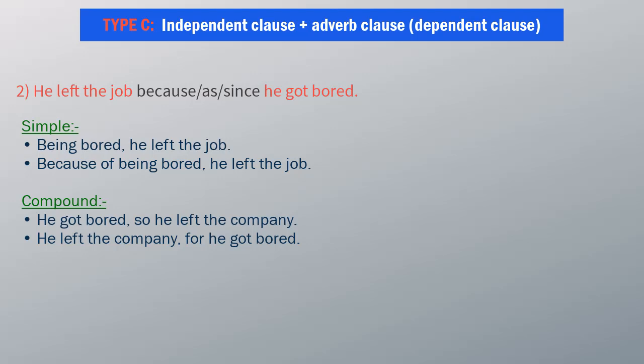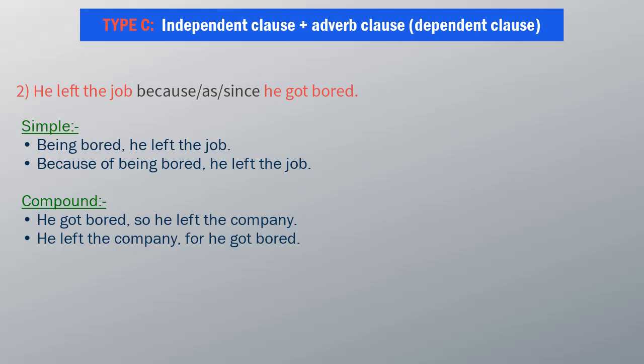Being bored, he left the job. Being bored, it's a present participle phrase. Being is the present participle. Being bored, he left the company. He left the job. That's one way to do it. Another way to do it is because of being bored or because of the boredom, he left the company. Simple, right?